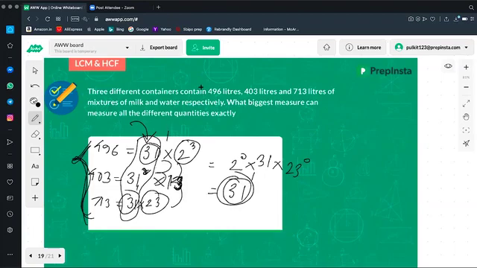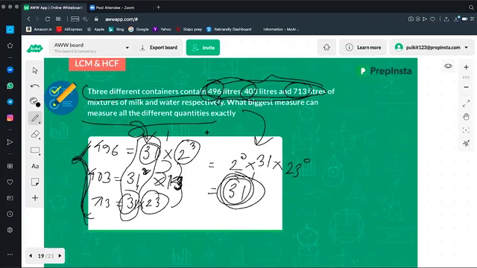See, Sandeep, the question simply says, I already taught you a type, right? If you are given three containers and you have to find a container that can measure all the quantities exactly, you simply find the HCF of three numbers. That is 496, 403, and 713. I found the HCF of these three numbers to be 31. So basically, I need a container of 31 liters. Sandeep Das, did you join the lecture late when I was explaining the types of LCM and HCF?